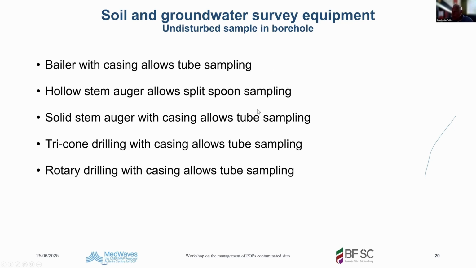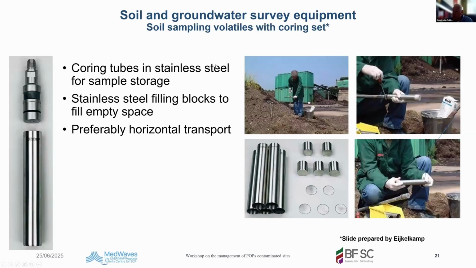And why do I have this list? Because if you are able to take undisturbed samples, you have a very good representative soil sample of your soil. Okay, and this is a coring set. I just show you here this manual. So you make a borehole, you bring down a tube, you hammer it down. This is the tube. Then these are used to remove or to fill the headspace. You cap it and then you bring it to the lab.